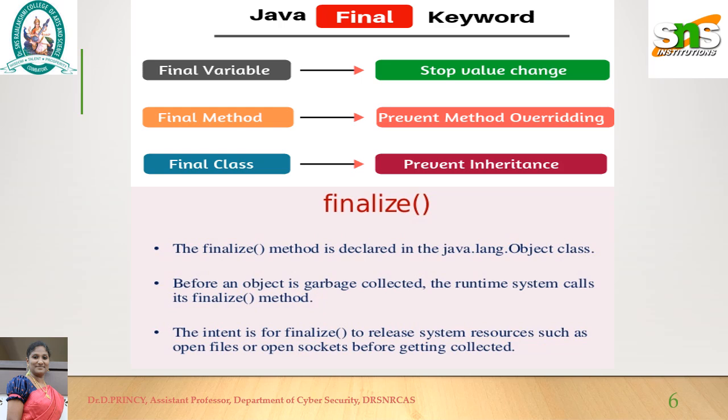We have another method called finalize. This is similar to the destructor method used in C++. The finalize method is declared in the java.lang.Object class and is called before an object is garbage collected. The runtime system calls the finalize method to reclaim the memory occupied by the object. So it is similar to the destructor method used in C++.